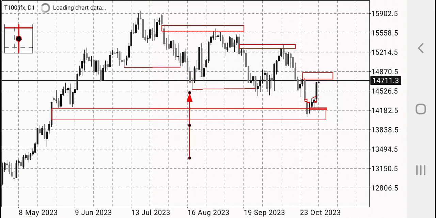But we saw that this was a reversal. Why? Because it just broke this structure and this one. This is a market structure shift. We call it market structure shift. Once the price touches somewhere and reverses, breaking the previous low or the high, it's what we call market structure shift, or change of character, in smart money concepts.